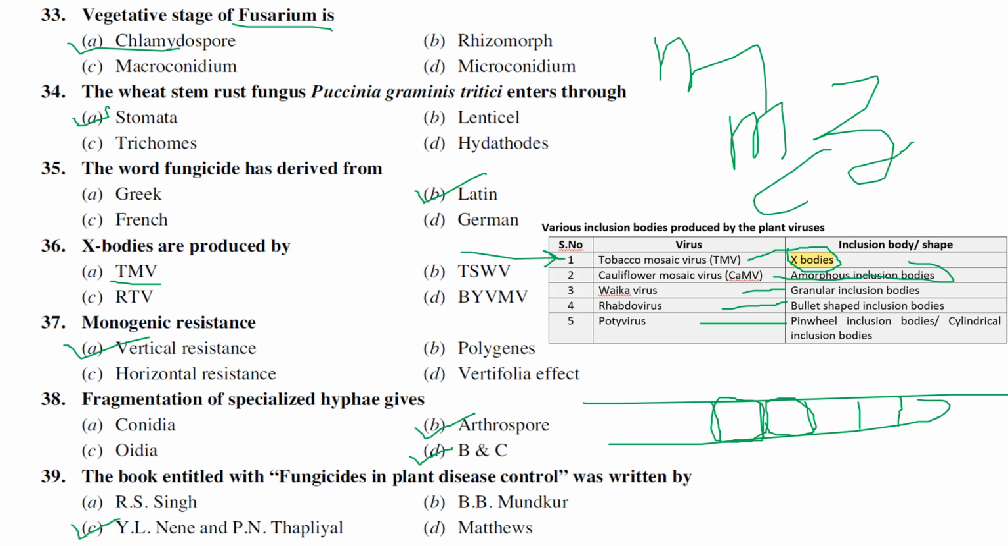Y.L. Nene and P.N. Thapliyal. In the previous questions also, I think this question was there. Generally, Fungicides in Plant Disease Control was written by Y.L. Nene and P.N. Thapliyal. This was a classic book. I think the fourth edition is running now. The first edition was published in 1971, I think. But the answer is Fungicides in Plant Disease Control was written by Y.L. Nene and P.N. Thapliyal.